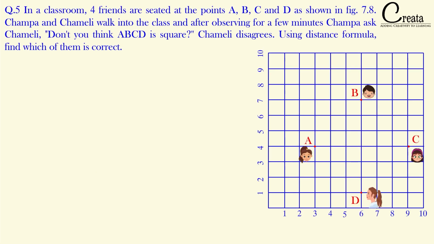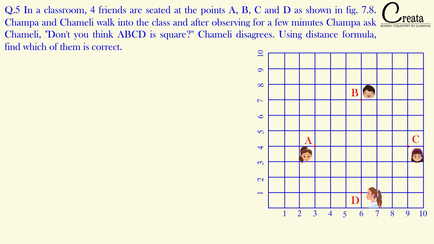Let's move to question number 5. In a classroom, 4 friends are seated at points A, B, C and D as shown in Figure 7.8. Champa and Chameli walk into the class and after observing for a few minutes, Champa asks Chameli, "Don't you think ABCD is a square?" Chameli disagrees. Using the distance formula, find which of them is correct.